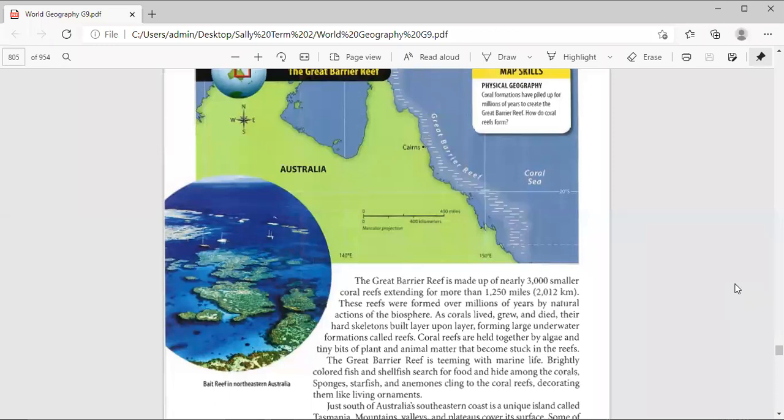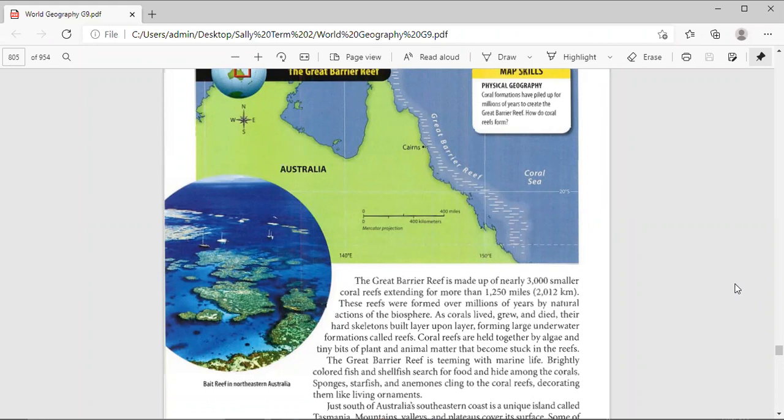Mihad, can you tell me the reason behind the Great Barrier Reef being made? Is it natural or artificial at the beginning? When corals died, their bones built layer upon layer.